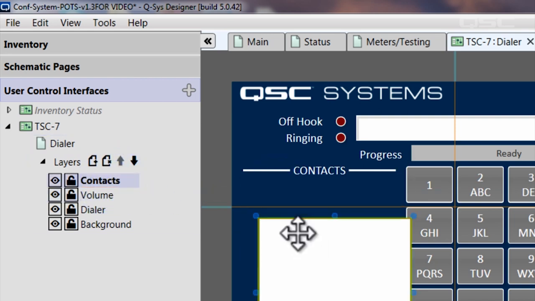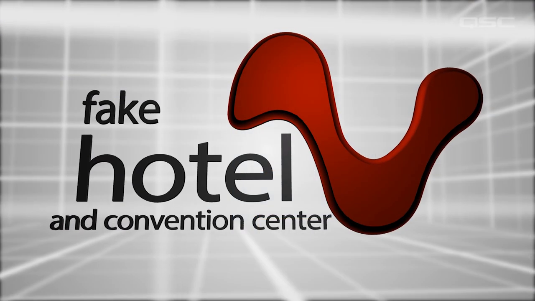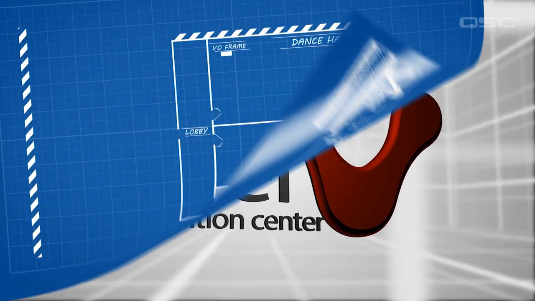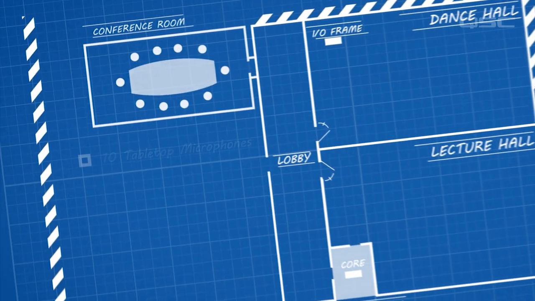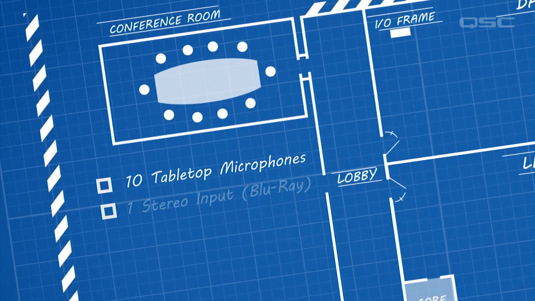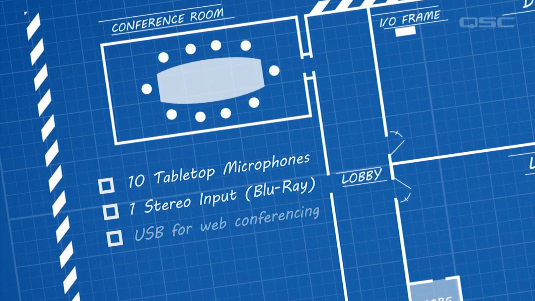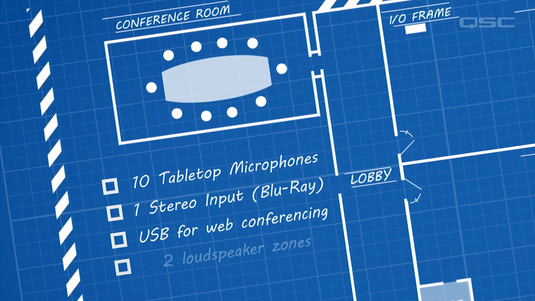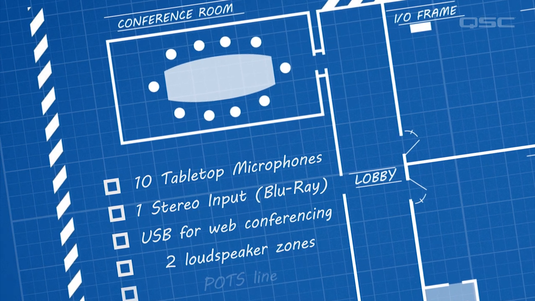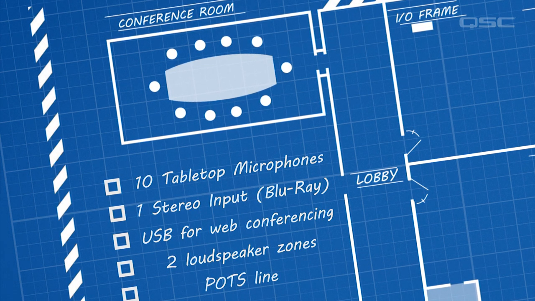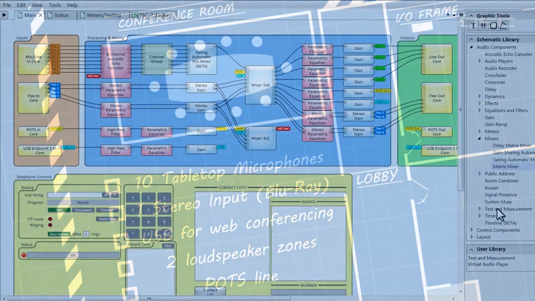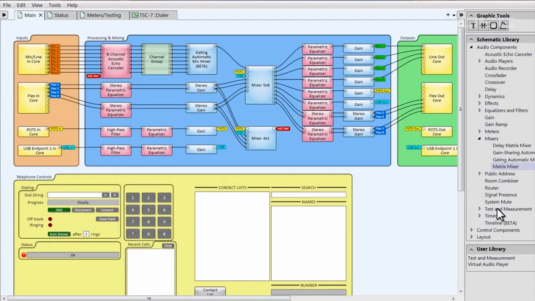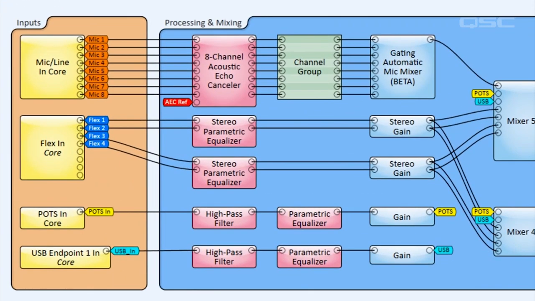We've been saying throughout the video that you are free to make any changes that you want to suit your needs. Case in point, Fake Hotel is putting in a new conference room with the need to integrate 10 tabletop microphone inputs, only one set of stereo inputs from a Blu-ray player, one USB I/O for a PC to be used as a soft codec for web conferencing, two zones of ceiling speakers, and a POTS line for voice conferencing. It sounds like the default design is already set up to handle most of this, but we need to increase the number of microphones to 10 instead of 8. So, how would you go about incorporating this into your design?